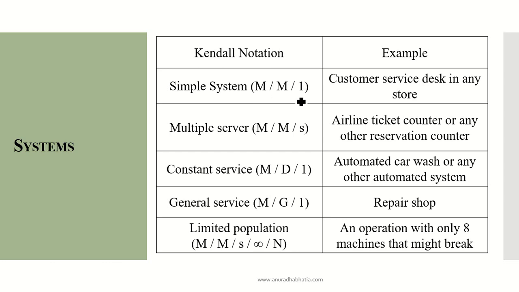Let's see the systems and where they are used. The simple M/M/1 system is used at a customer desk in any of the stores. The multiple server M/M/S is used where there is an airline ticket counter or any other reservation counter. Constant service M/D/1 is an automated car wash or any other automated system, and general service, that is M/G/1, is for a repair shop, any repair shop if it is automated. And limited population M/M/S/infinity/N is where an operation has only 8 machines that might break. It may vary from 8 to 12.